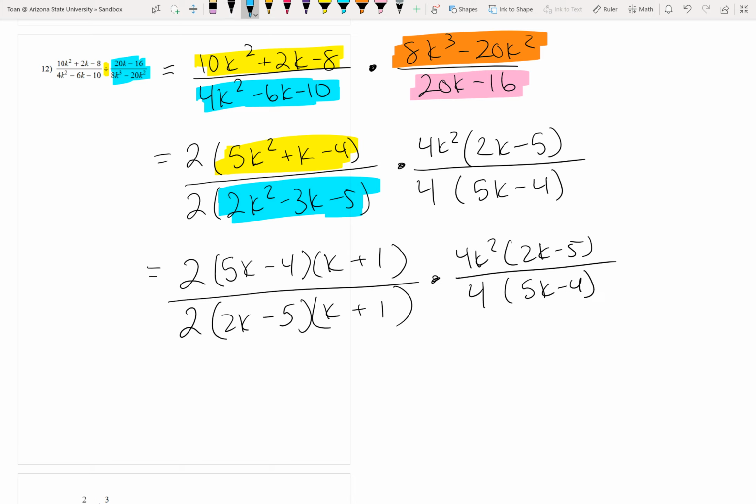Now it's time to cancel like crazy. I can cancel out the 2's. I can cancel out the 4's. I can cancel out the 5k minus 4's. I can cancel out the k plus 1s, remember the colors. I can cancel out the 2k minus 5, and that's it. So all this work, the only thing that's left over is the k squared. That's pretty cool. That giant problem simplifies to a k squared.